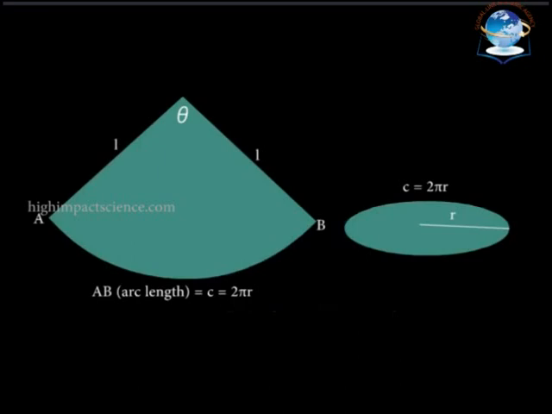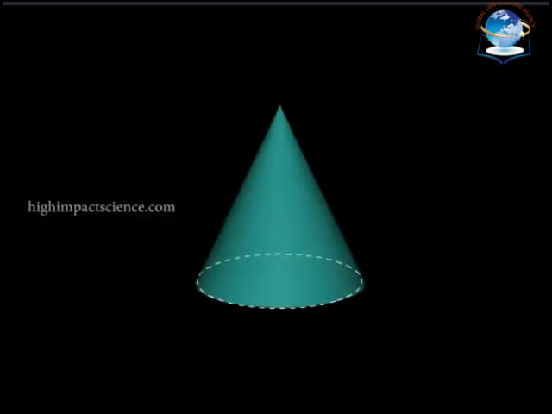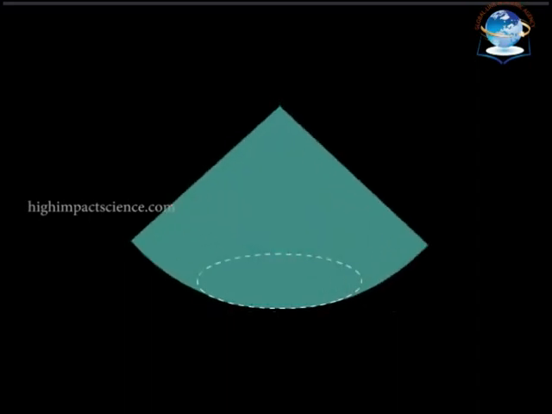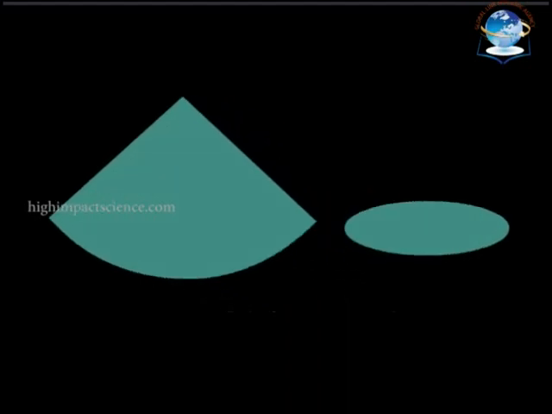Very often, many students think that the angle theta of the sector of the circle is the same angle at the vertex of the cone, but it is not. If you carefully look at the opening of the cone, you will appreciate that the angle formed by the sector is larger than that of the cone.